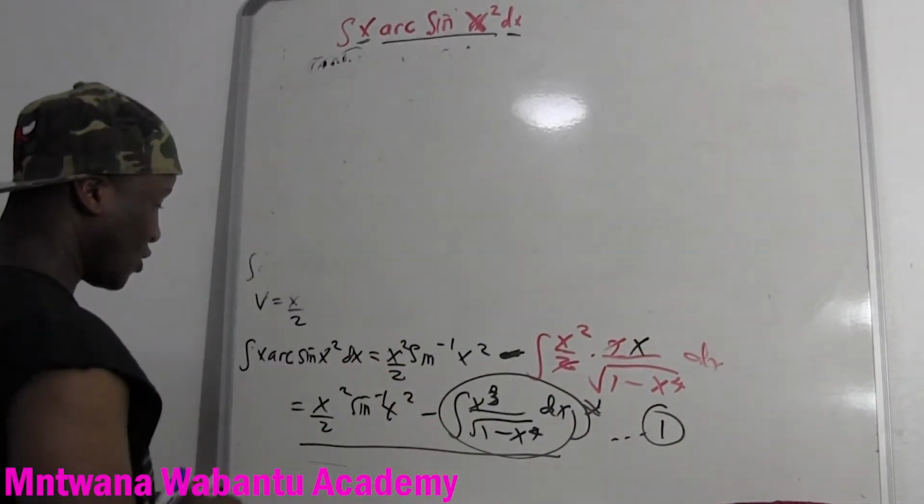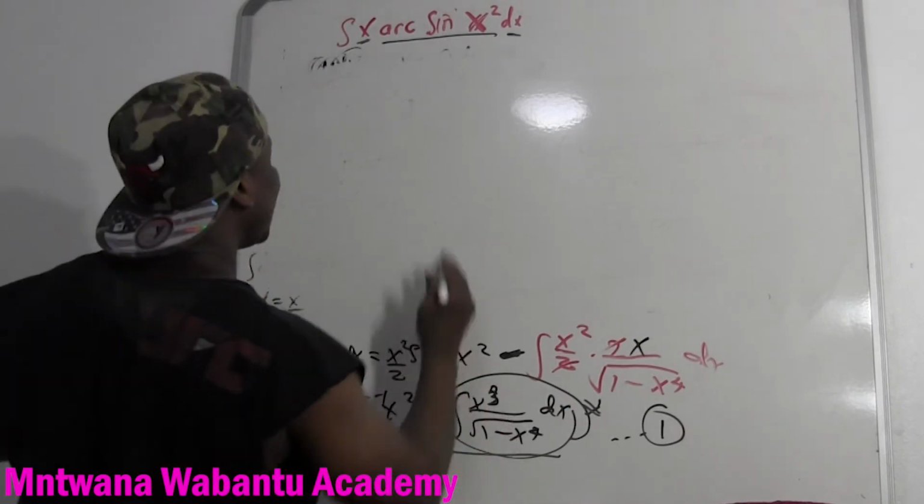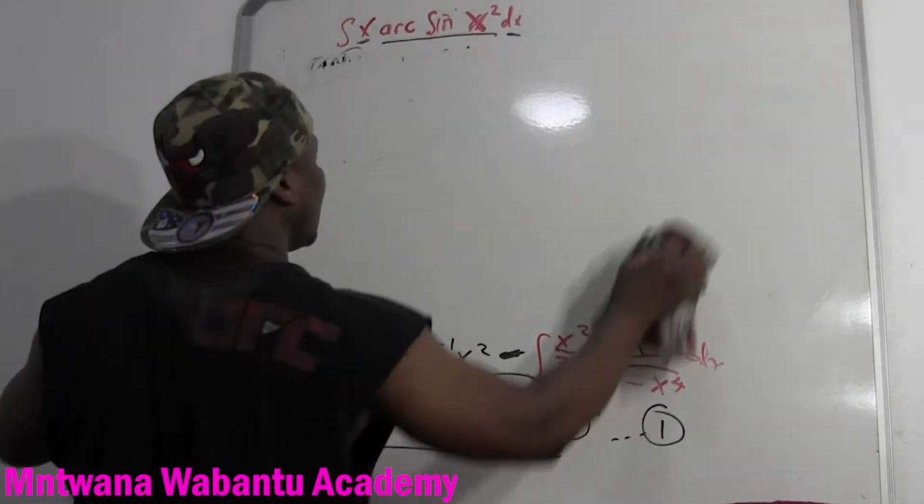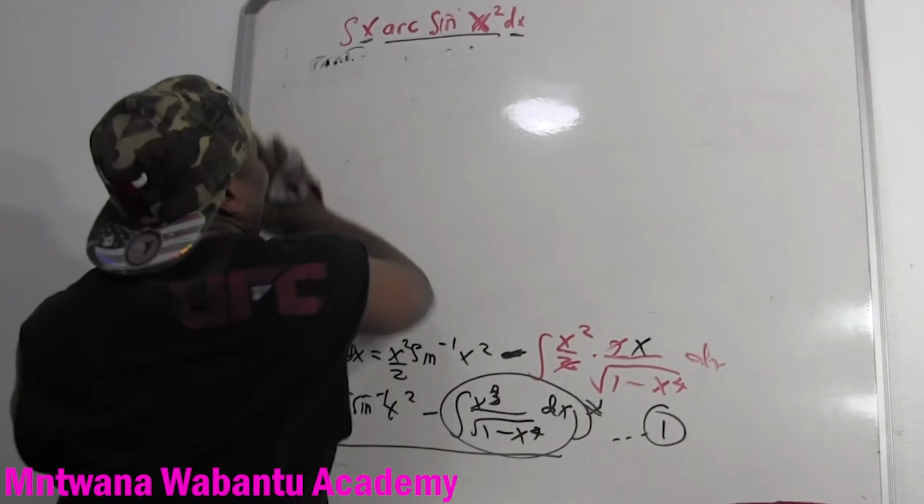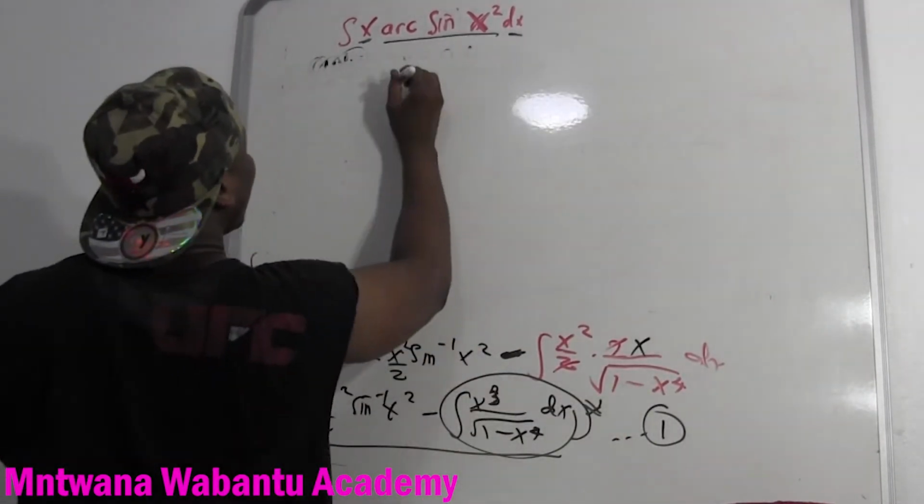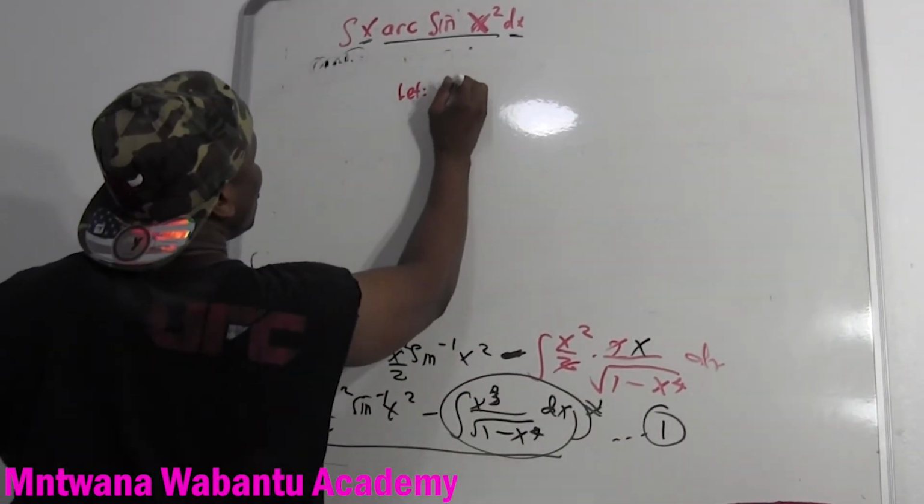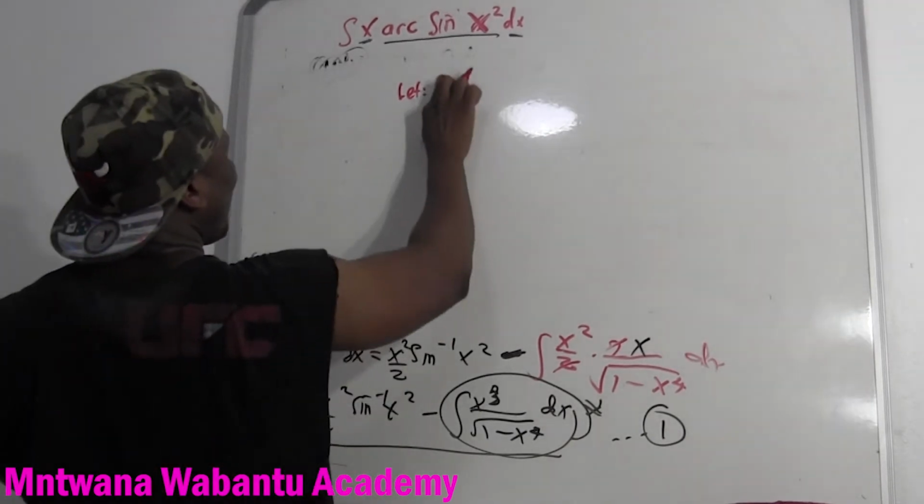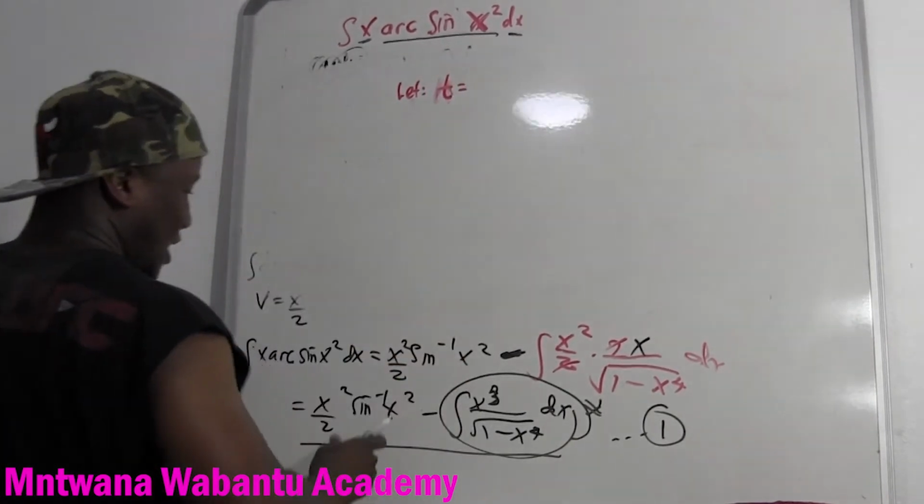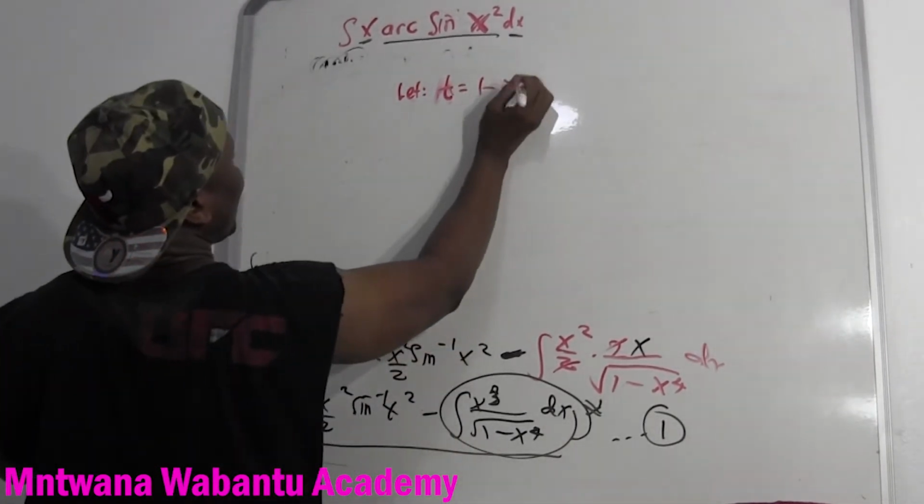Okay, so I'm here. Now I'm going to let, oh, it's very wet. So let u, or whatever letter, or m, let's call it t now, because we've been letting a lot of u here. T equal to 1 minus x to the power 4.